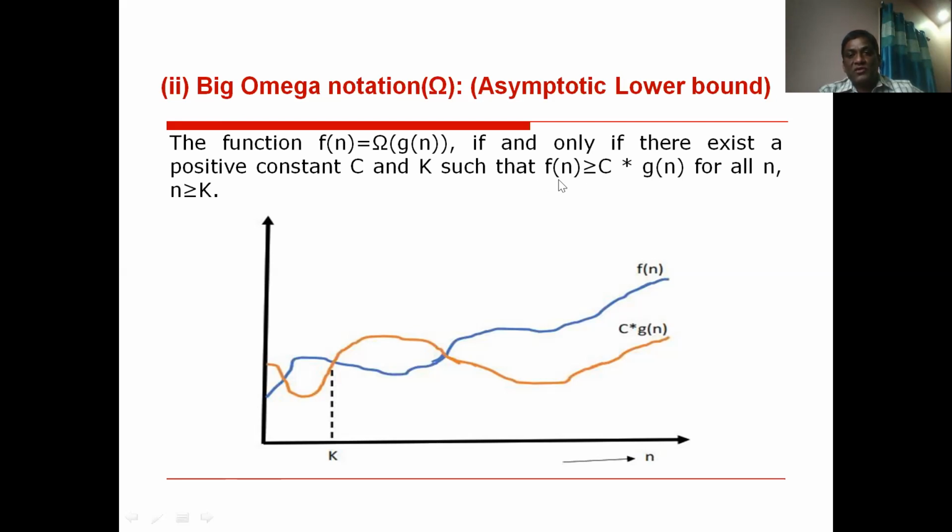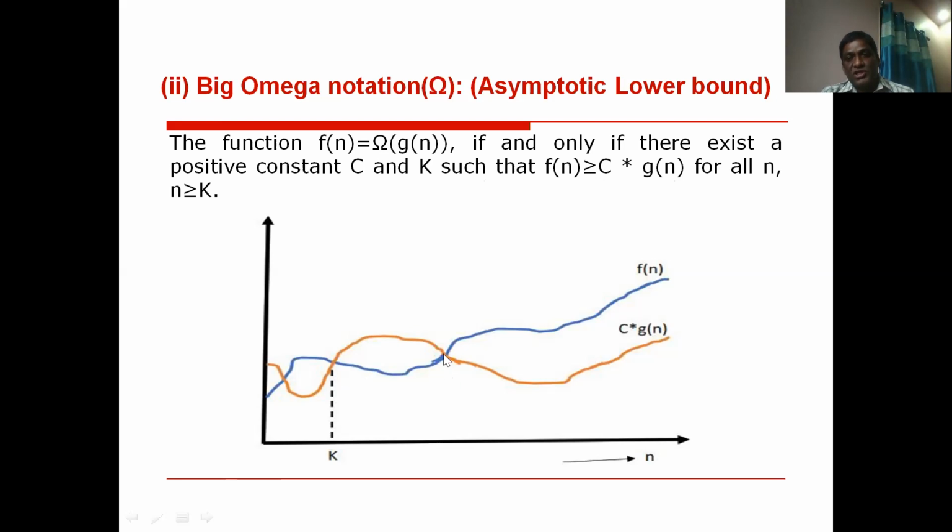Okay, so if f of n is represented as greater than or equal to c into g of n, then you can write it as f of n is equal to omega of g of n. So please remember this notation, omega is represented like this, right? And you can see it here. Again, in this diagram also, k is wrongly written over here. Please draw it over here.